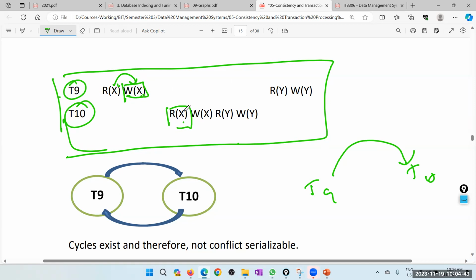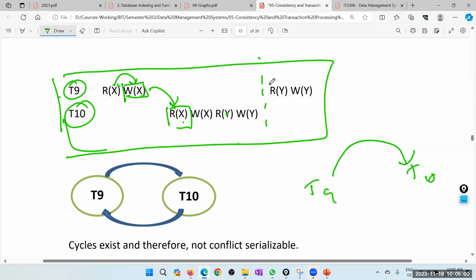This is not an issue because it is the same transaction doing read and write. This is the first time you are working with Y data, so therefore no issue. This is the same transaction, no issue. Okay, no issues. Up to this point, the only issue is this dependency.